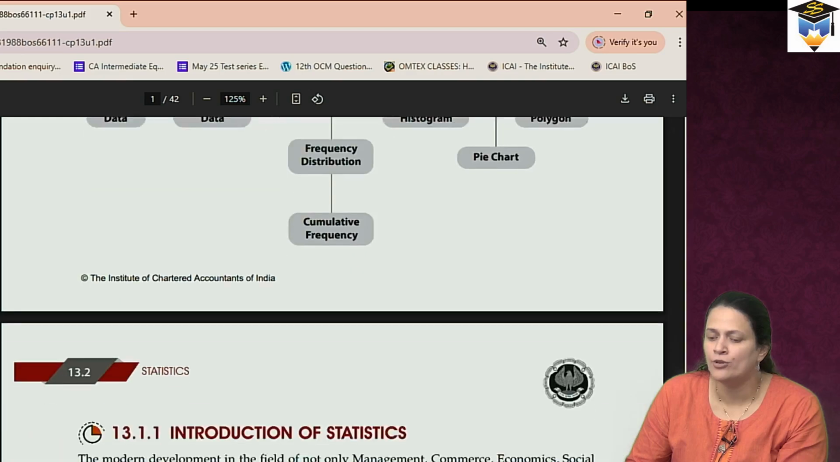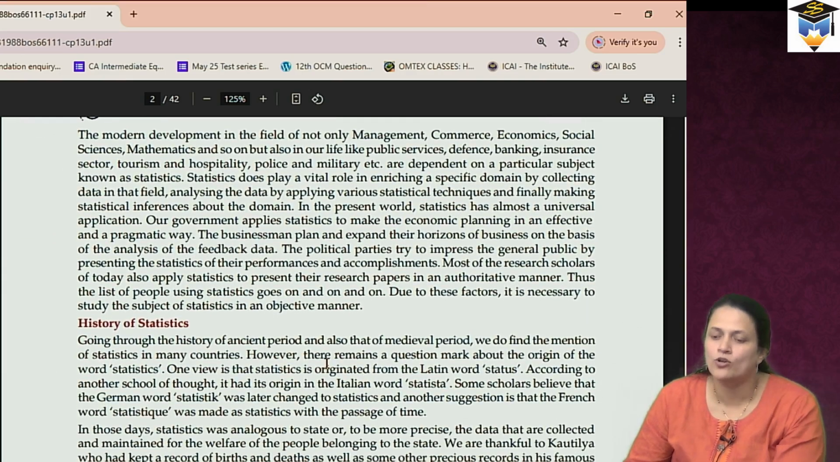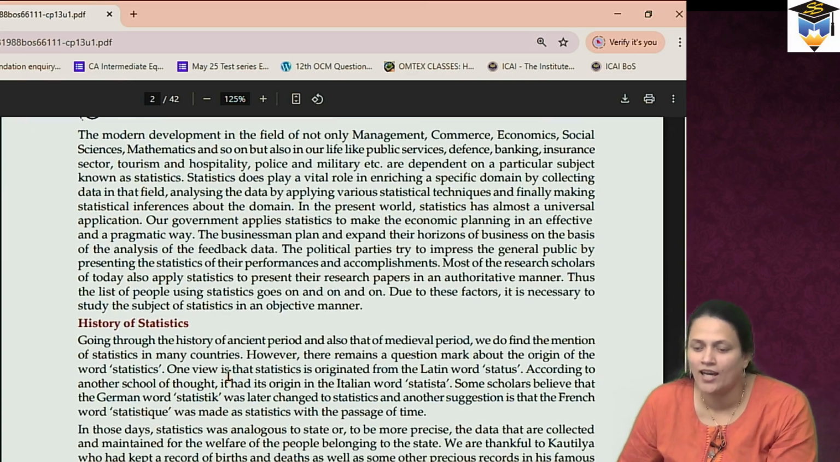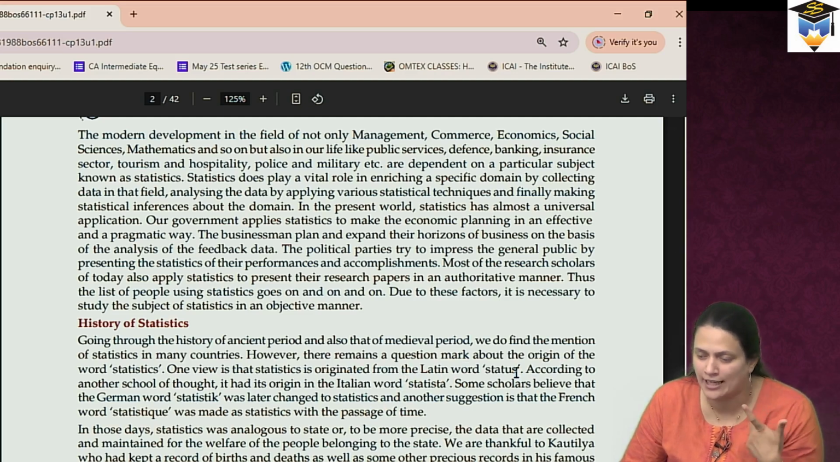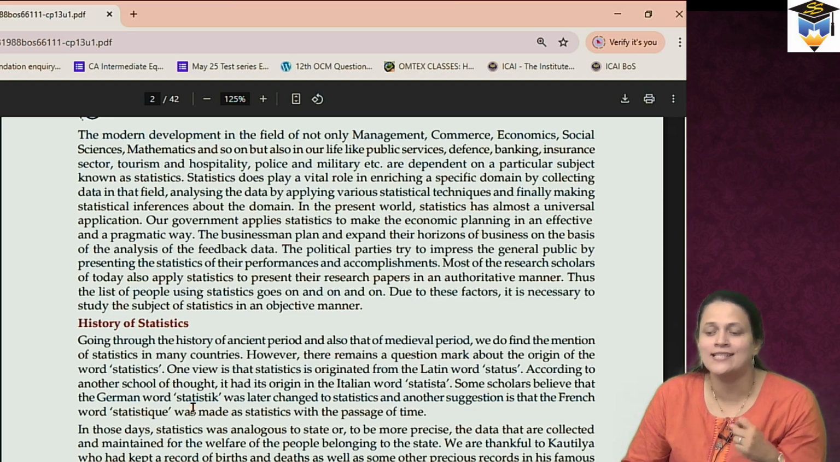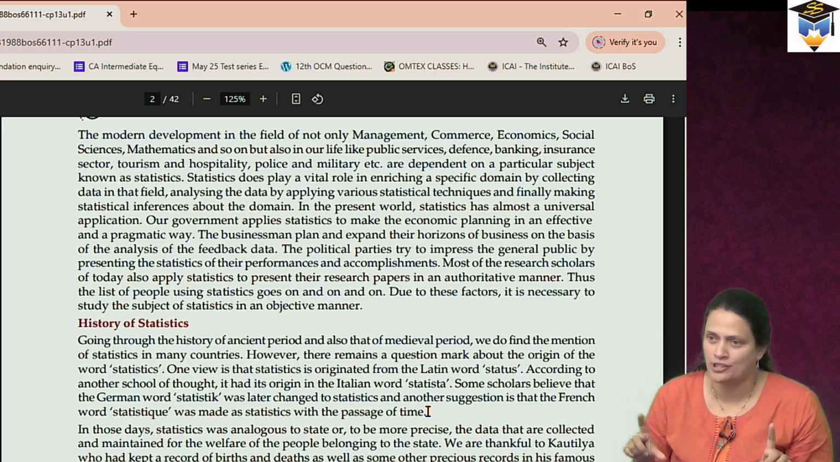Now if you go and see over here, the history goes back. Statistics is basically used in many countries. If you can see, in Latin, the word status originated from that Latin word. Or there is an Italian word called statista or statistic, which was later changed to statistics. See, now this is the theory part for this particular chapter.